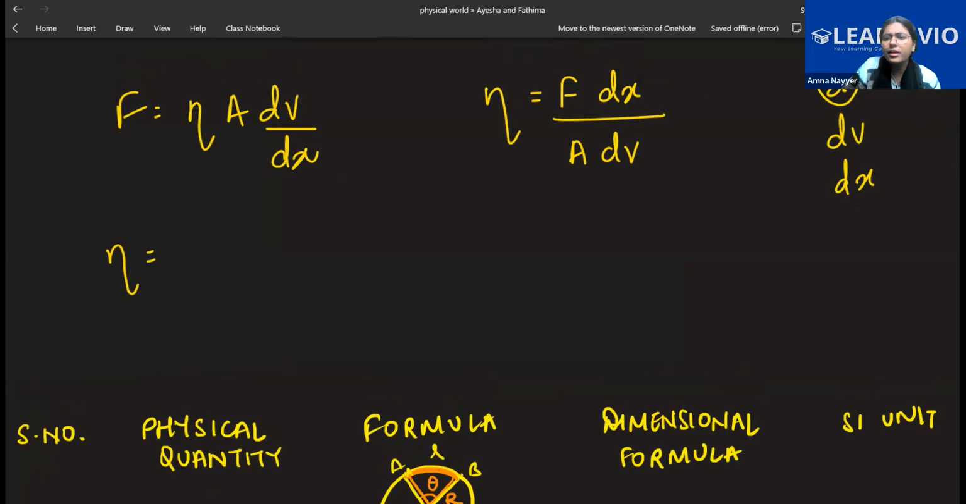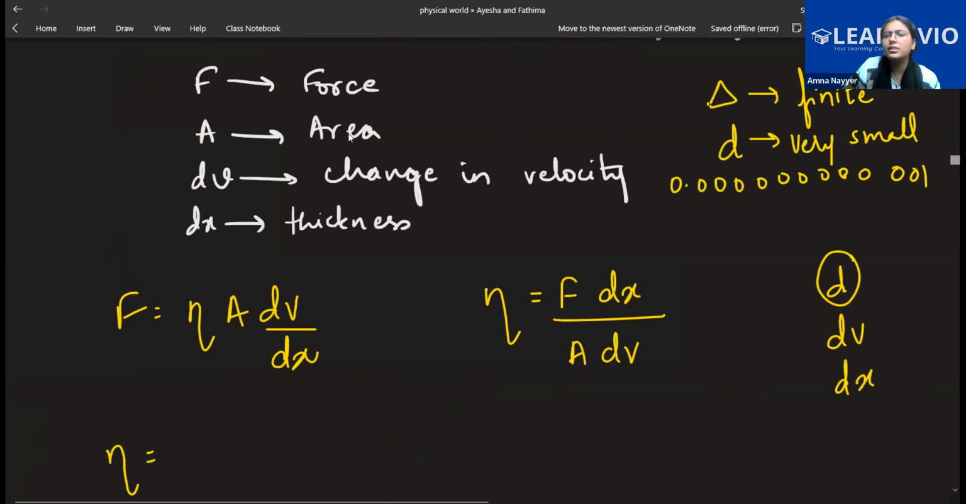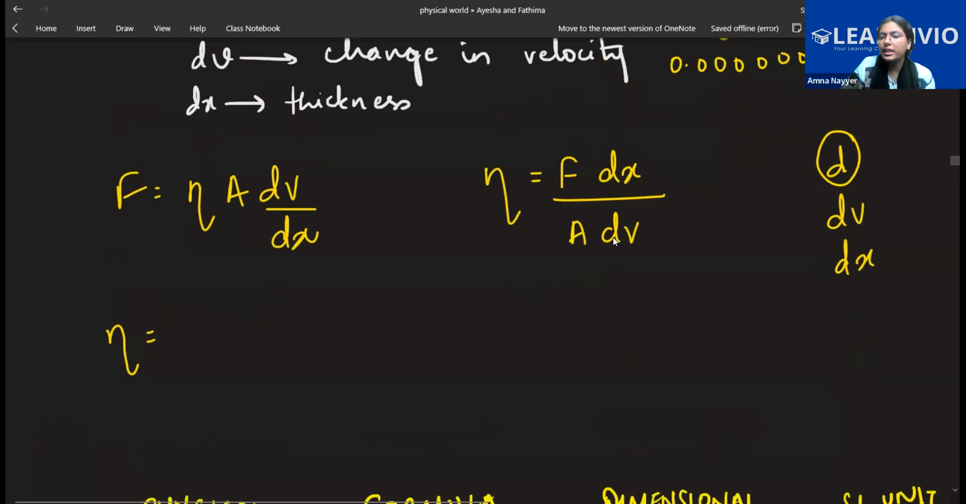So see, in every question, it can be different. In this question, the question has mentioned that take dx as the thickness. And throughout, you will feel when you have the chapter going on, that all the variables are mentioned. Even in your entrances, your NEET exam, the variables are mentioned for this particular chapter. Okay. So eta is F dx over A dV.